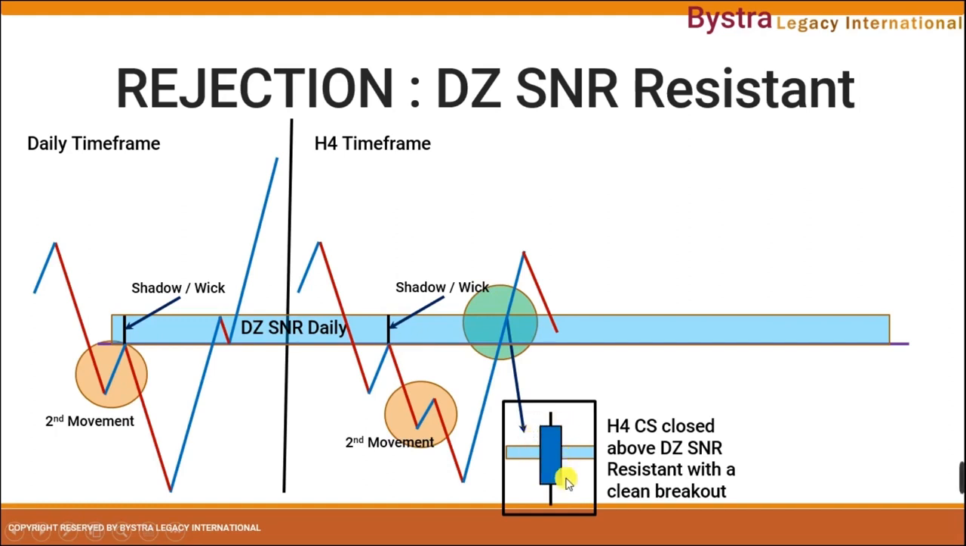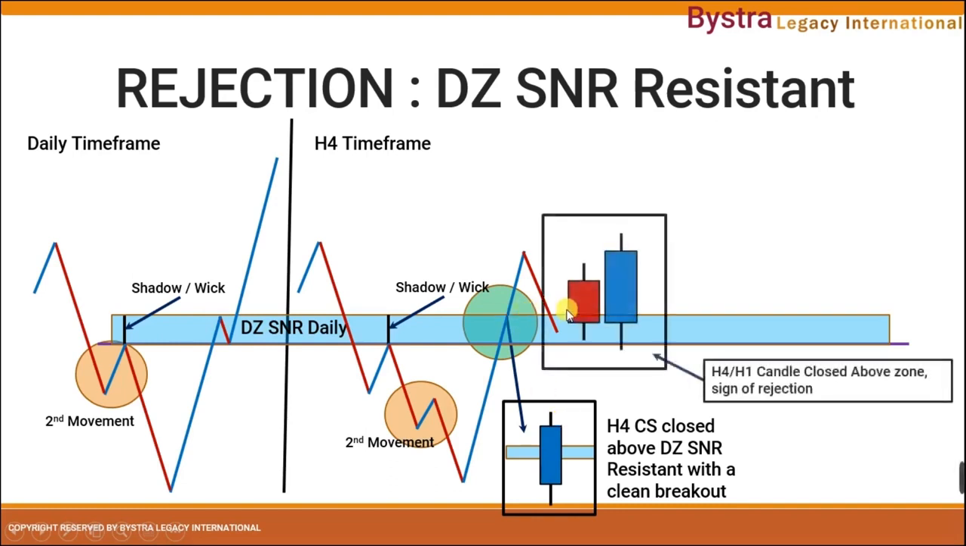As you can see here, the candlestick has broken above the danger zone SNR daily of the support. So the H4 candle closed above it. So once it closed above the zone, next what should we do? We look for confirmation of rejection when the price comes back to this area to test as a new support. Since this is the H4 time frame, the breakout of the candle also has to be at the H4 time frame because the danger zone is at the daily time frame.